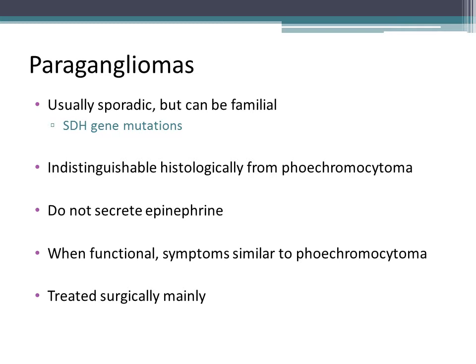So paragangliomas usually are sporadic but can be familial. The typical gene mutation is the SDH gene. It's indistinguishable histologically from pheochromocytoma. So that's important to know, that histopathologically paragangliomas are very similar to pheochromocytomas. They do not secrete epinephrine because in order for the adrenal gland to secrete epinephrine, there is an enzyme that is only available in the medulla, which converts norepinephrine into epinephrine. When functional, the symptoms of paragangliomas are very, very similar to those of pheochromocytoma, and the main treatment for paraganglioma is surgical resection.